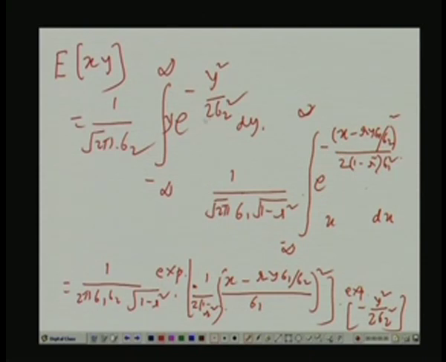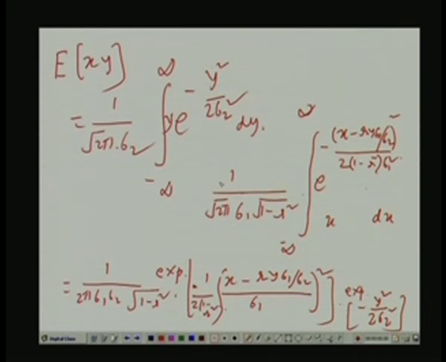Now, consider this outer integral. Firstly, this is nothing but e to the power minus y square by twice sigma 2 square and 1 by root 2 pi sigma 2. It is nothing but the expression for the Gaussian probability density function for the variable y. And we are multiplying y by the density, integrating, so it will give rise to nothing but the average value of y, E of y. But how about here?